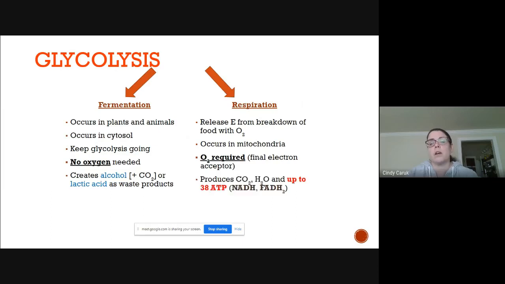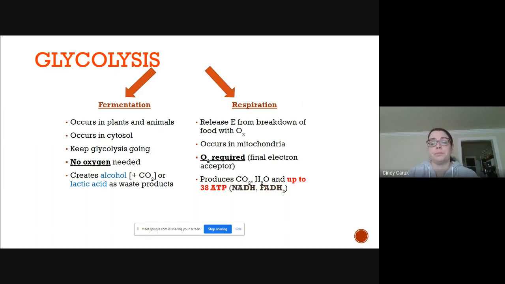Our products are carbon dioxide, so all the carbon from the original glucose is going to be broken down as carbon dioxide. We're going to have some water and up to 38 ATP. It's going to typically be less than that. And then the NADH and FADH2, but those are going to be oxidized and turned back into NAD+ and FAD.